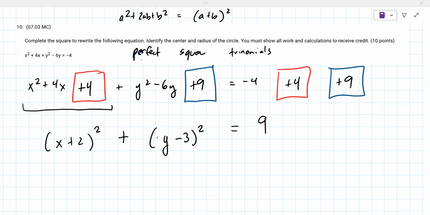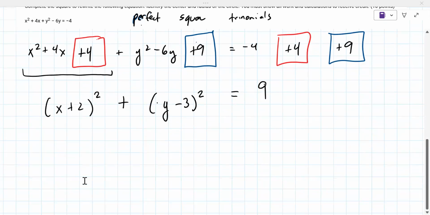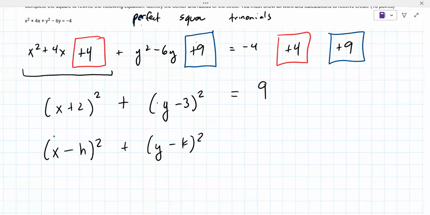Wait, wouldn't it be 9 squared? Nope, it's 9. Now we'll talk about the actual standard form of this. Oh, yeah, that makes sense. That would be 9. So the standard form here is (x minus h) squared plus (y minus k) squared equals r squared, like that.